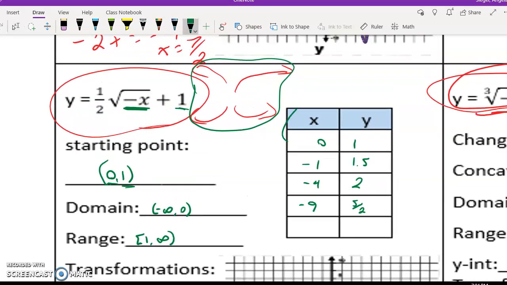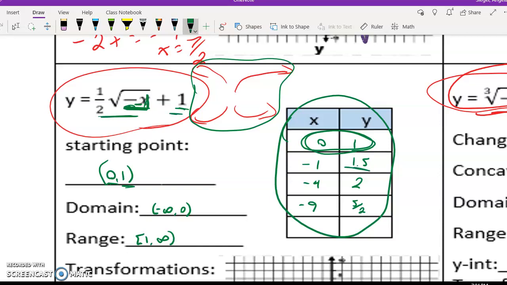So the next thing I did was I went to the XY chart. So I started at my starting point. And then I decided if I put a 1 in here, let's look. If I put a 1 here, it would be a negative underneath the square root. So I had to do a -1 because the opposite of -1 is +1. The square root of +1 is 1, times 1/2 is 1/2. 1/2 plus 1 is going to be 1.5. So that's where I was getting these.